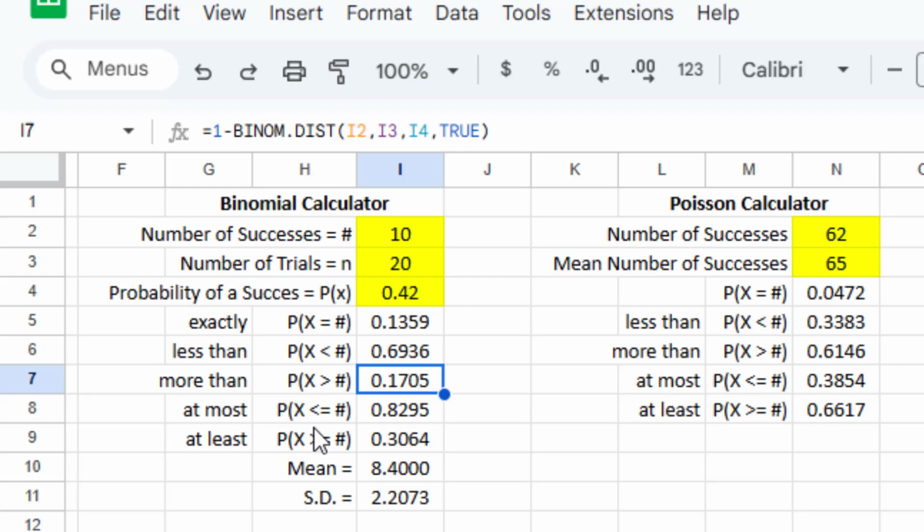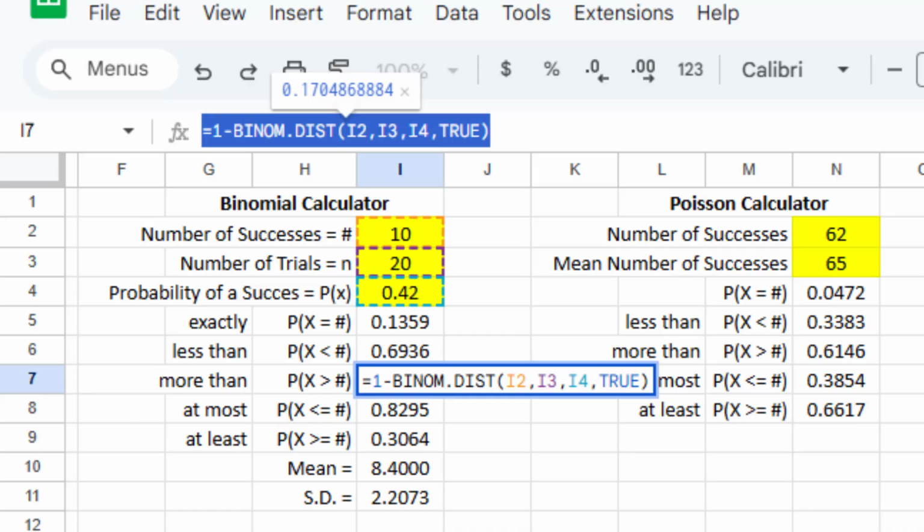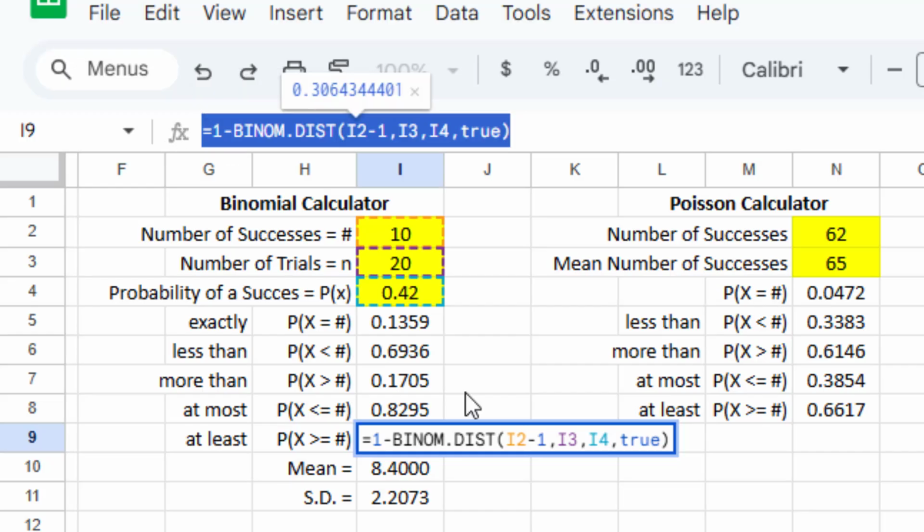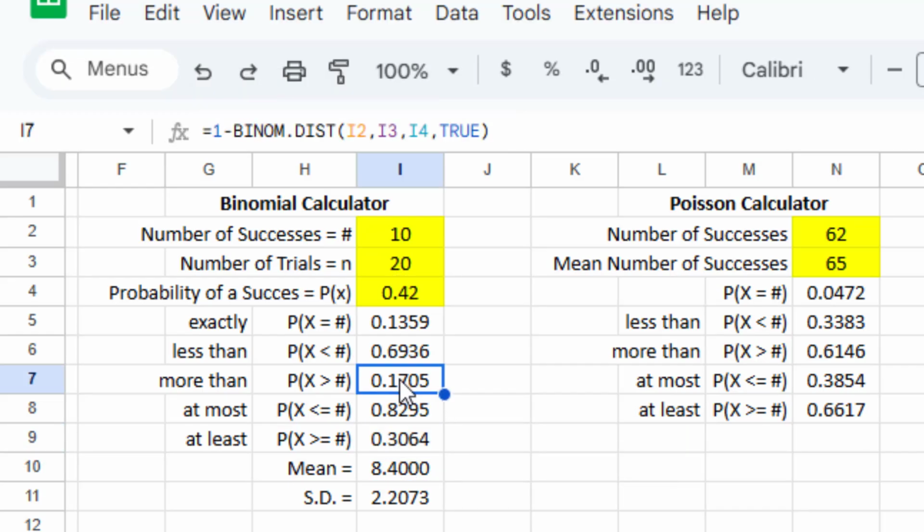Now, the greater thans, both this one and this one, you'll notice use equals 1 minus the binomial distribution of some stuff, and this also uses equals 1 minus the binomial distribution of some stuff. Because, once again, the binomial distribution function as it is programmed within our spreadsheet, when you put a true for that last thing, instead of false, it gives you the probability of being 0 up through and including that value. So if we put 10 into the binomial distribution function, it gives us the probability of 0 successes up through and including 10. It adds all that together and gives us 1 probability.